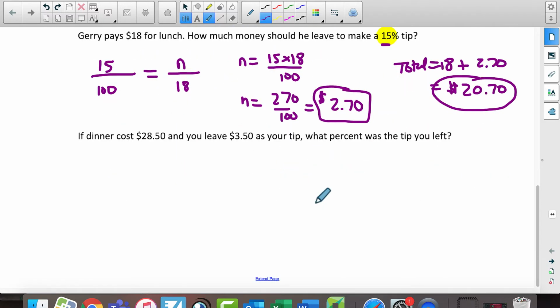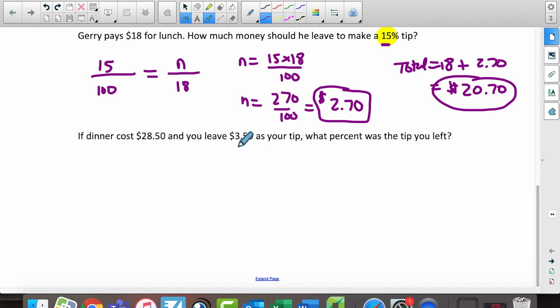Okay, if dinner cost you $28.50 and you leave $3.50 as your tip, what percent was the tip you left? So let's say your dinner cost $28.50, you leave $3.50, and as you're leaving, the waiter gives you this funny look, and you're like, are they mad at me? Or were they happy?